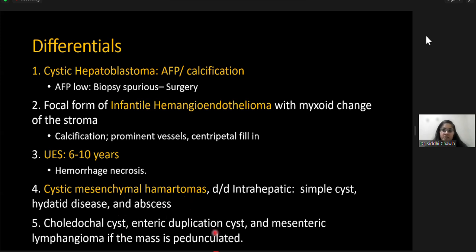Now we come to the other cystic lesions that might occur in a similar location, and that is why we have to include them in our differentials. So we can have a choledochal cyst, an enteric duplication cyst, a mesenteric lymphangioma, and if the mass is pedunculated, right? So these are again the differentials of a cystic mass that you can see in this particular area.